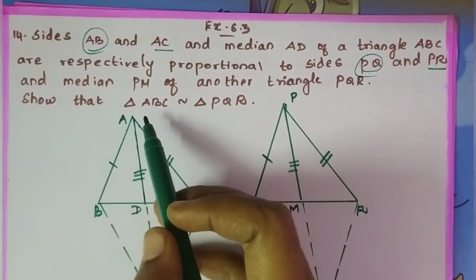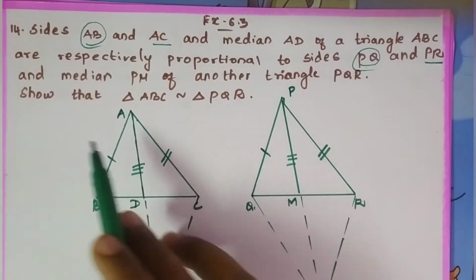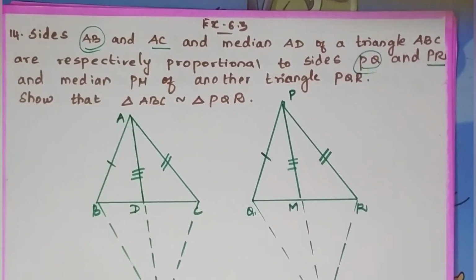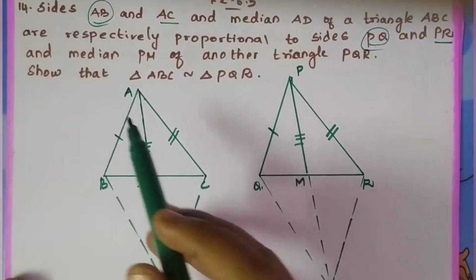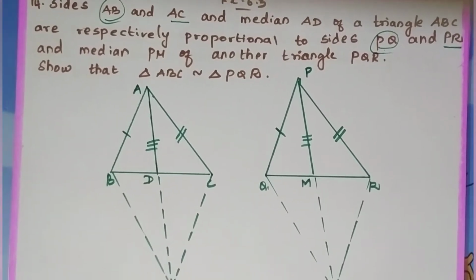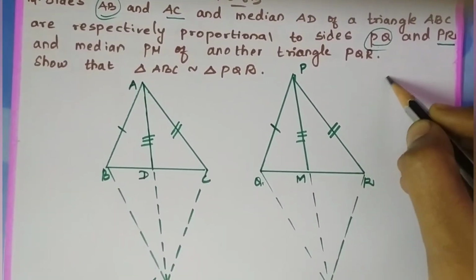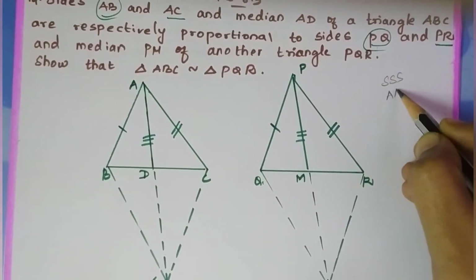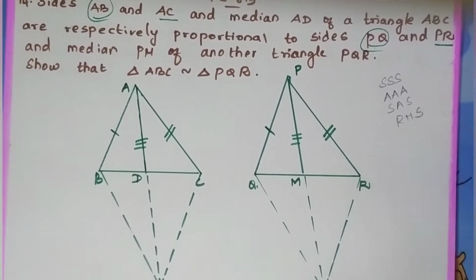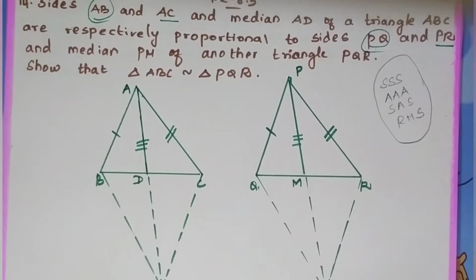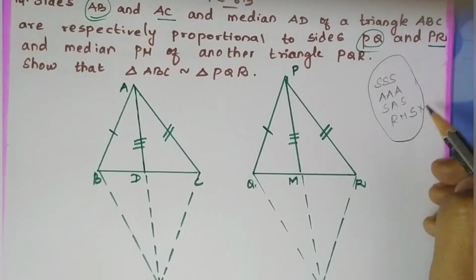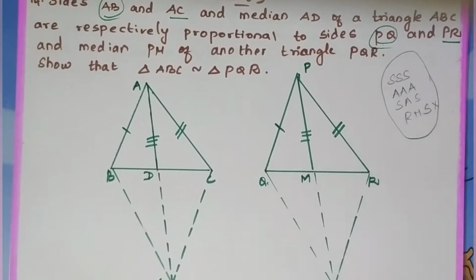And then show that triangle ABC is similar to triangle PQR. You have to prove that the two triangles are similar, ABC and PQR. So in what all ways can we show that triangles are similar? SSS, SAS, AAA, RHS. These are all similarity criteria. Here we can't use RHS because we don't have any 90 degree angle here. So we are not going to use the RHS rule.